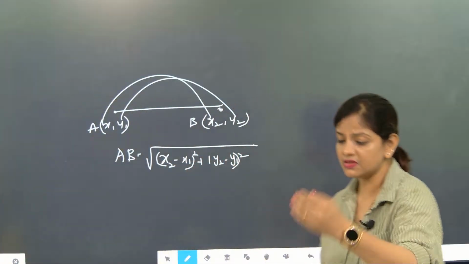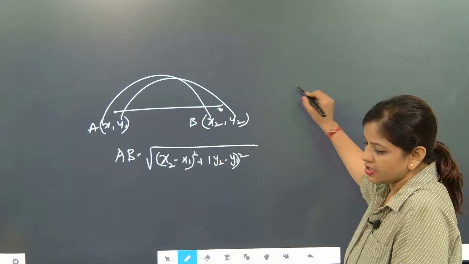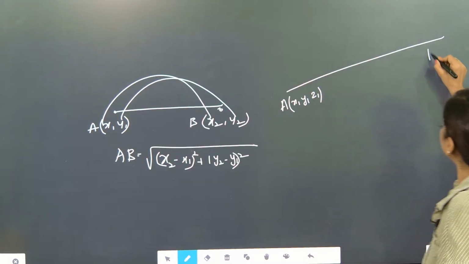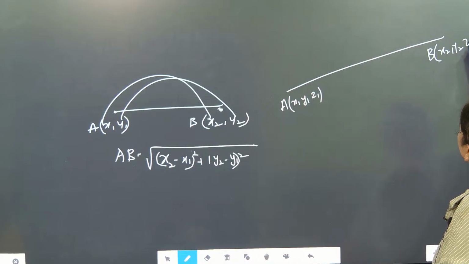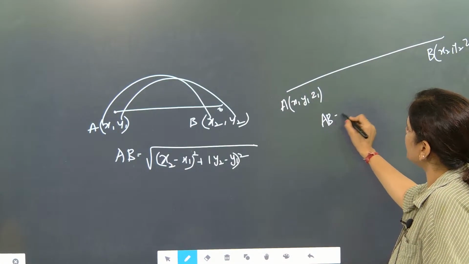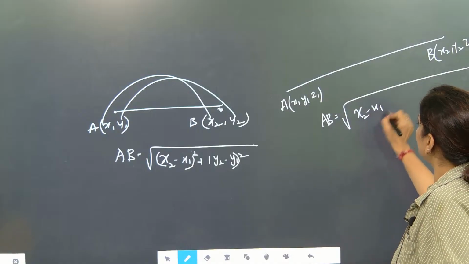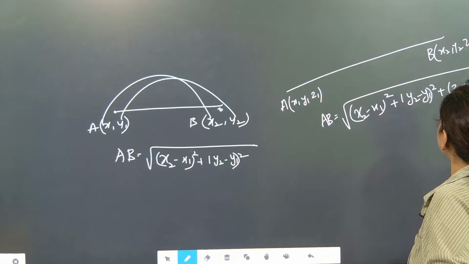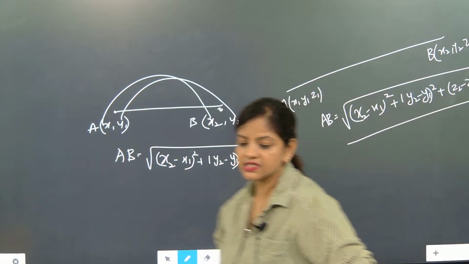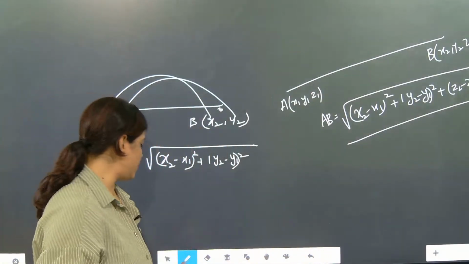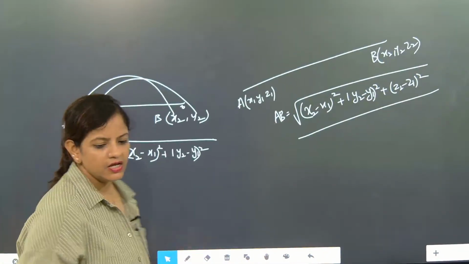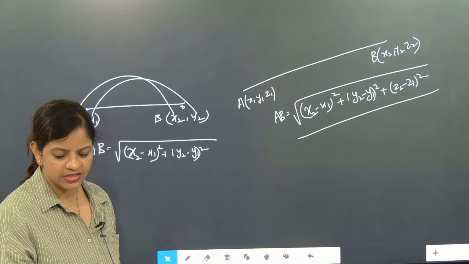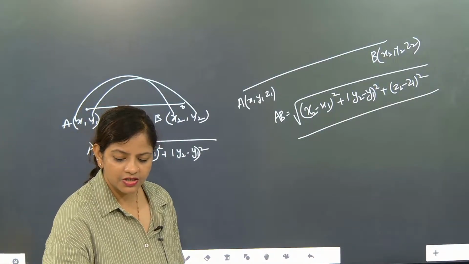But when you have three coordinates, what are you going to write? Point A comes as x1, y1 and z1, and point B comes as x2, y2 and z2. Then the AB distance will be root of x2 minus x1 whole square plus y2 minus y1 whole square plus z2 minus z1 whole square. This is the only extra part: z2 minus z1 whole square, and the rest is the same. It is the same distance formula for three coordinate points. Is it okay? Did you understand this part?